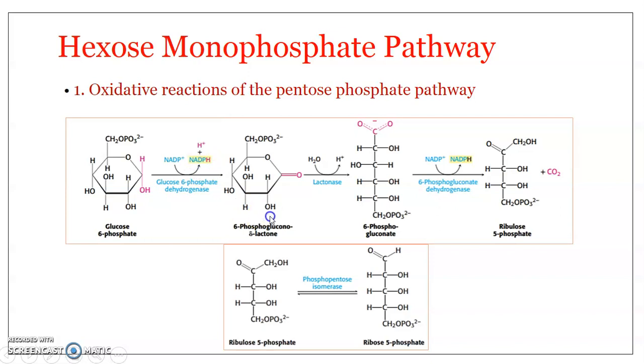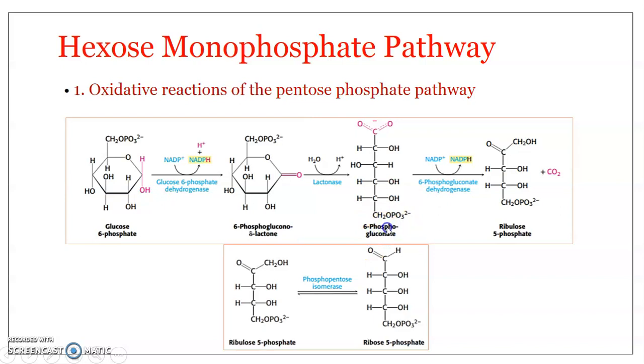Okay, the 6-phosphogluconolactone undergoes hydrolysis. Water is added and it undergoes hydrolysis to produce 6-phosphogluconate, right? And this reaction is catalyzed by the enzyme lactonase. This particular reaction can even take place without the help of the enzyme, but the reaction rate will be slow. So lactonase hydrolyzes 6-phosphogluconolactone to produce 6-phosphogluconate.